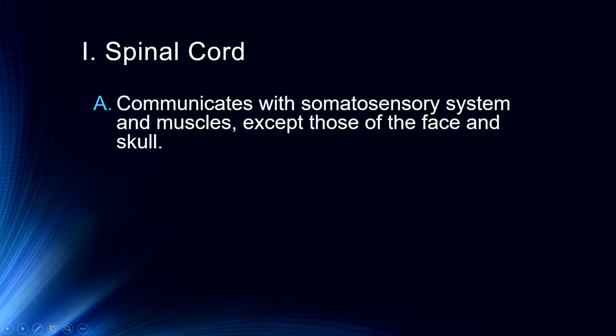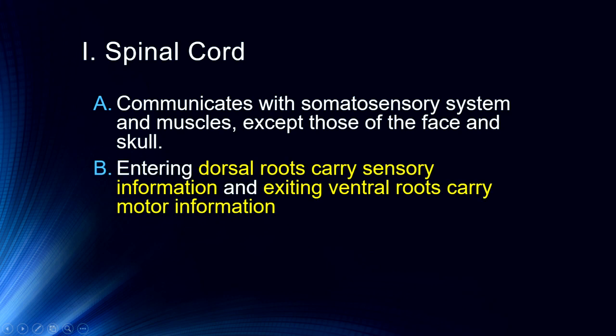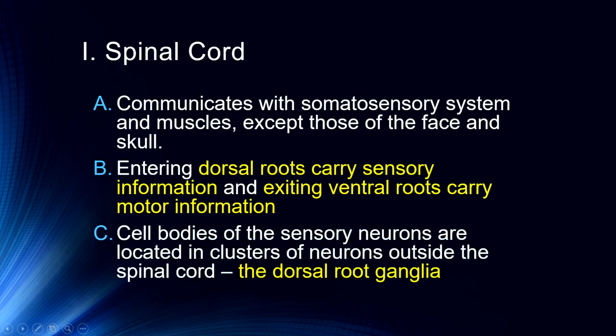The spinal cord communicates with somatosensory systems and our muscles, except for those of the face and the skull. Those occur through the cranial nerves. So the entering dorsal roots carry sensory information, and the exiting ventral roots carry motor information. So those nerves exiting on the backside of your back, so to speak, are the dorsal roots. Those are carrying sensory information into the spine. The exiting ventral roots, those that are closer to your chest, carry motor information. And so those are heading off towards the muscles.